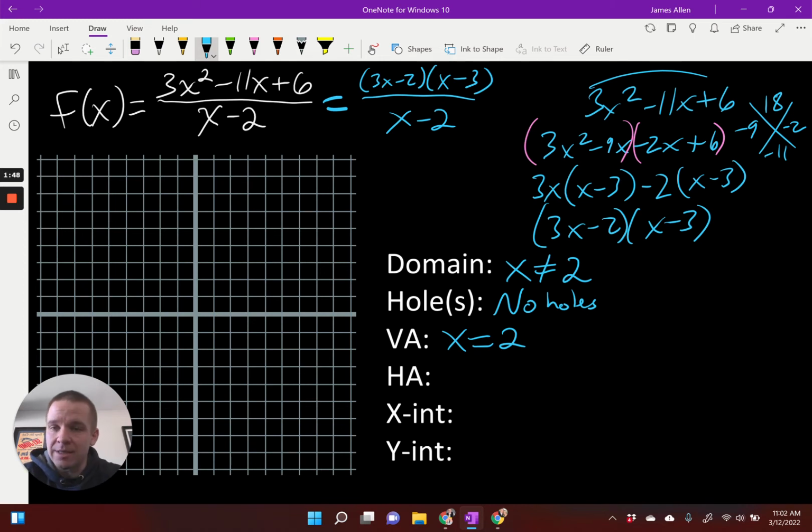Next up, horizontal asymptote. Now we're looking at our degree. Our degree in the numerator is 2, and our degree in the denominator is 1. I always look back at the original for that, because sometimes when it gets into factored form, it's not as quick and easy to see. If I have a larger degree in the numerator, that means I'm going to have an oblique asymptote, so there's going to be no horizontal asymptote. We're actually going to have a slant asymptote, or oblique asymptote.